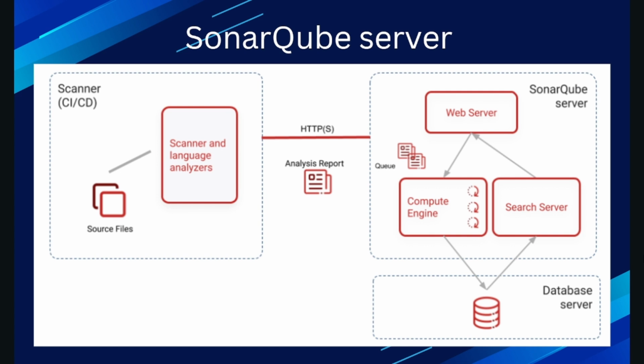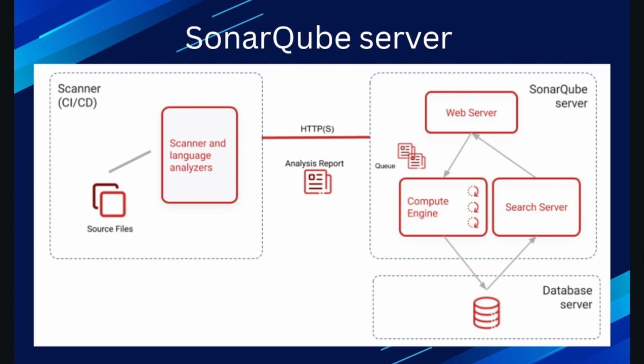The second is the SonarQube server. At the core of the architecture is the SonarQube server, which has three main processes working in coordination. First is the web server, which handles the SonarQube UI through the web interface. Users view analysis results, configure projects, quality profiles, manage users, and more. So any action you do via a browser, such as viewing reports, first goes through this web server.